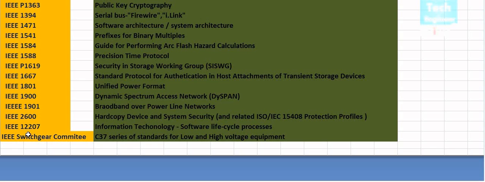IEEE 2600 is hard copy device and system security, related to ISO/IEC 15408 protection profiles. IEEE 12207 is for information technology software lifecycle processes. The IEEE switchgear committee C37 covers standards for low and high voltage equipment.